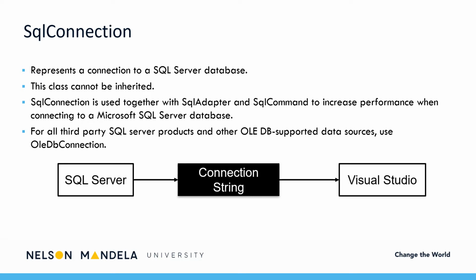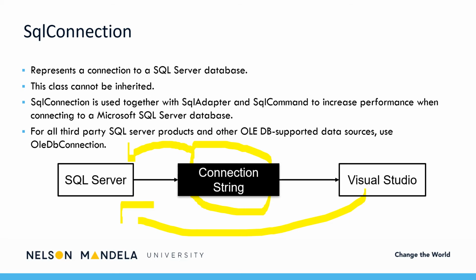Over here, what you have is the connection string. The connection string represents a connection to a SQL Server database. Say you have Visual Studio and you need a connection to a database; you're going to see exactly how that looks. Your connection string is going to have a number of properties that specify which database it needs to connect to.